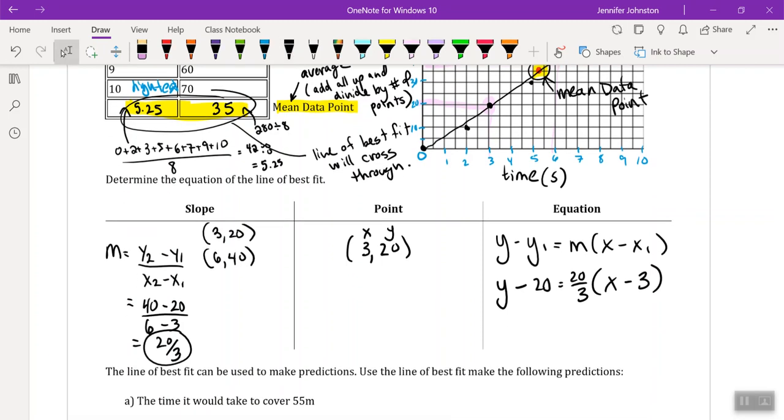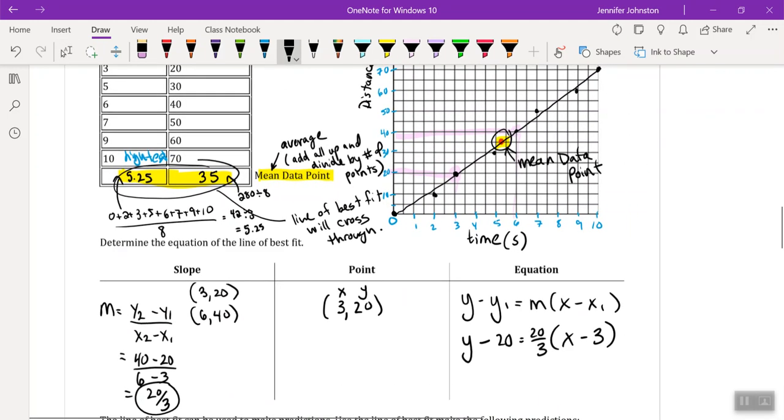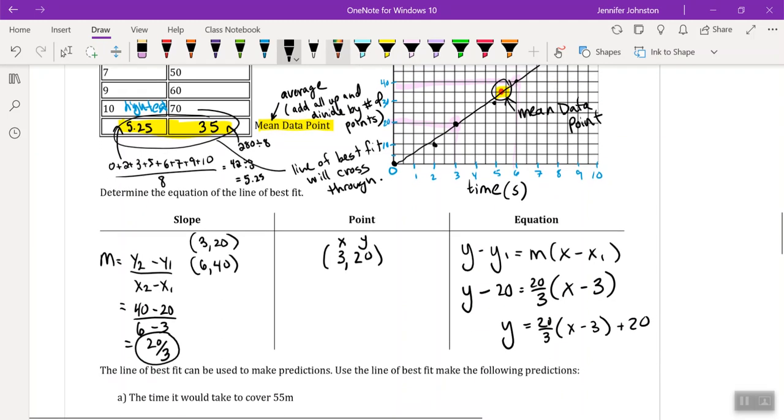Right, it's not going to be the prettiest of equations, but again, this is an equation of a line that we just drew. Like, it's not something that's made perfect. Right, let's bring the 20 over to the other side. So we've got 20 over 3 times x minus 3, plus 20. And now we're going to use that rainbow property and distribute the 20 over 3 times x. 20 over 3 times negative 3, the 3s are going to cancel.